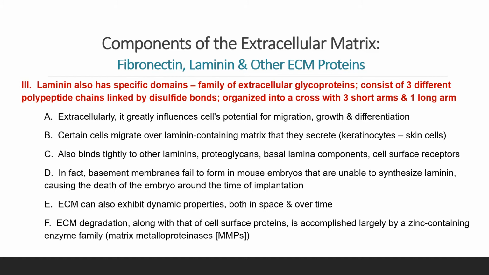Certain cells migrate over a laminin-containing matrix, and they secrete some substances as well, like your keratinocytes. They also bind tightly to other laminins, proteoglycans, basal lamina components, and cell surface receptors. In fact, basement membranes fail to form in mouse embryos that are unable to synthesize laminin, causing the death of the embryo around the time of implantation.